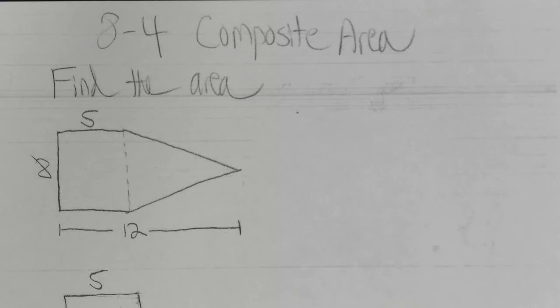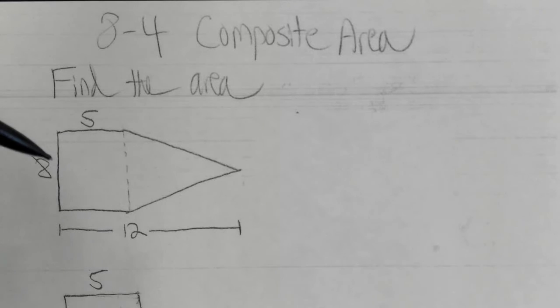Okay guys, 8-4, the topic here is going to be composite area. So in the last lesson, we had to find the shaded area by finding the area of the whole thing and subtracting off a piece. And so this time we're actually finding composite area by finding the area of each piece and then adding them together. Alright, so our directions are going to be to find the area here.